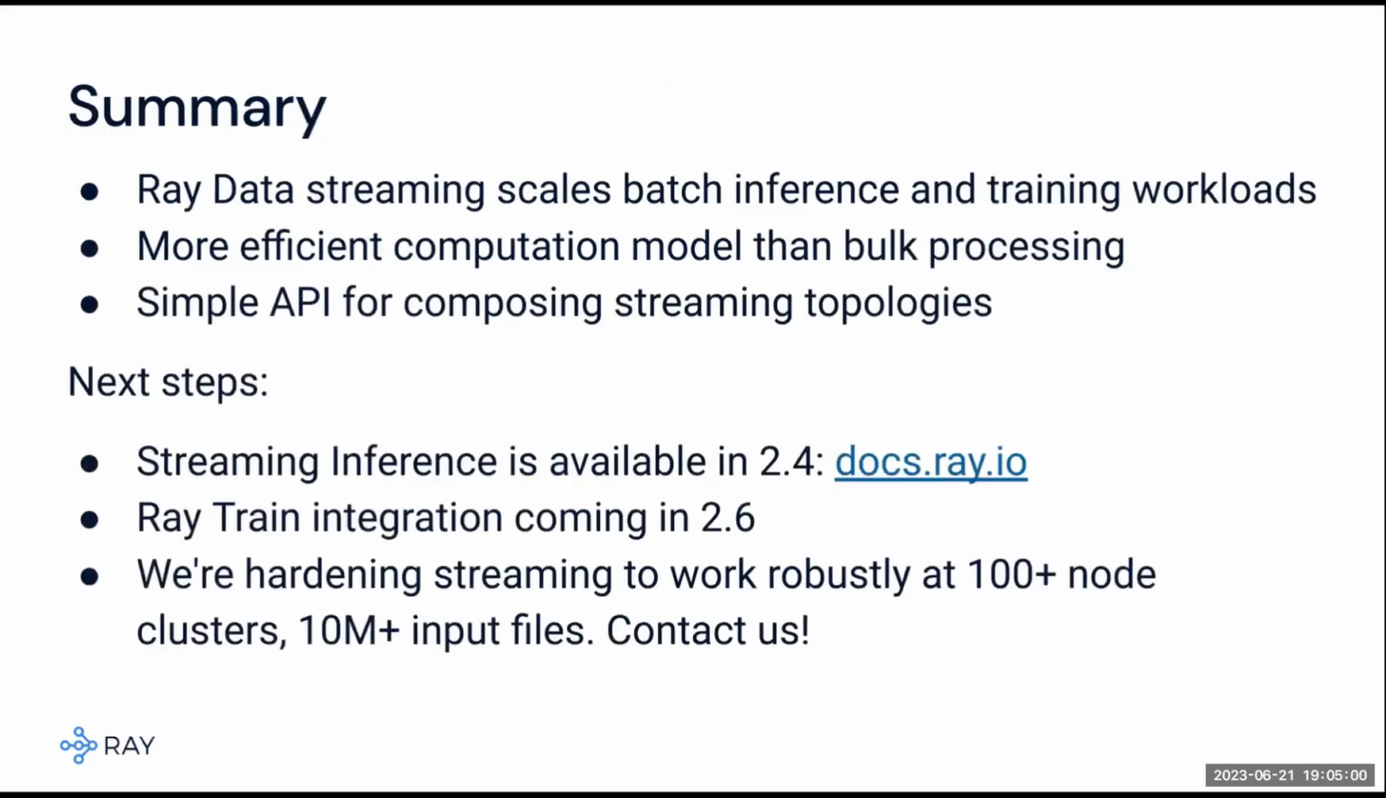Okay, so I think that's pretty much all I had. The TLDR is Ray data scales both batch inference and training workloads. It's an inherently more efficient computation model than bulk processing. And the APIs let you compose these things simply. So we have the docs available at docs.ray.io.